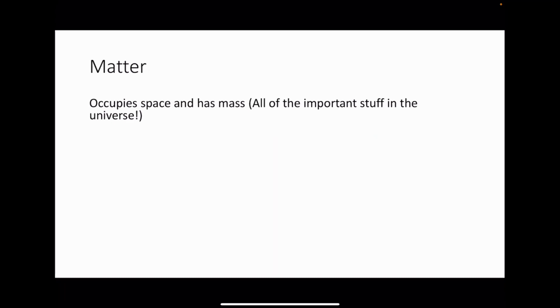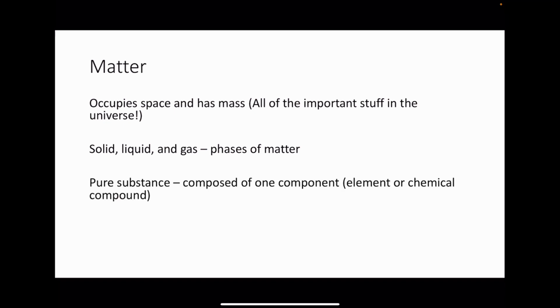So what is matter? Matter is anything that occupies space and has mass. Basically, I like to say it's all of the important stuff in the universe. We know matter as it can have a phase of, say, solid, liquid, or gas. These are what we call the phases of matter. It can be a pure substance. It's only one component. That could be an element, or it could be a chemical compound, whatever it may be.